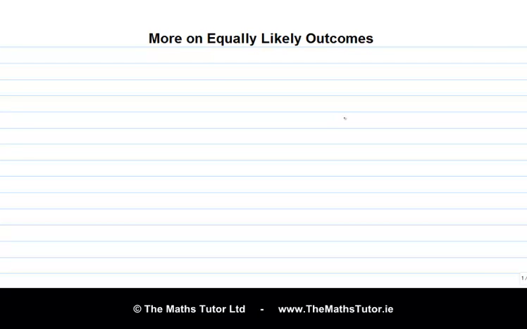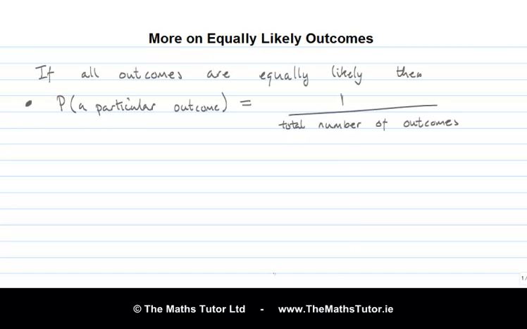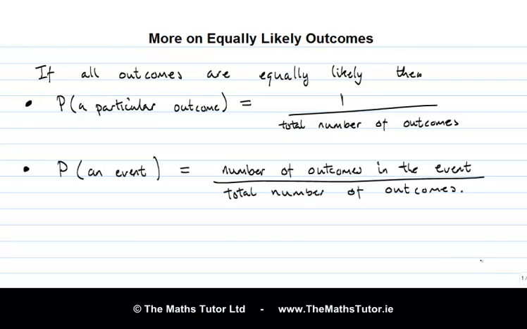In an earlier lesson, we saw that if all outcomes are equally likely, then the probability of one particular outcome is 1 divided by the total number of outcomes. In this lesson, we're going to extend that a little bit to events that have more than one outcome in them. So the basic fact is given by the following formula, and it says this, that if all the outcomes are equally likely, and we want to calculate the probability of an event.